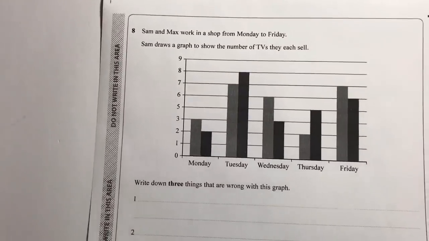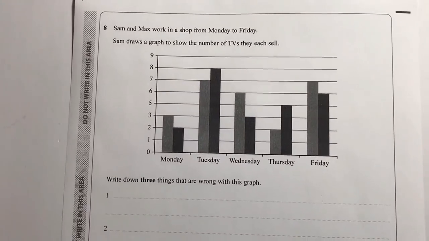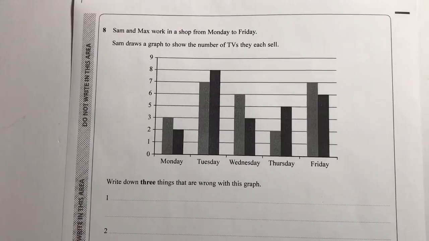Okay, in question number 8, these are becoming a bit more popular with these sorts of papers where they give you a graph and they ask you to write down 3 things which are wrong with the graph.